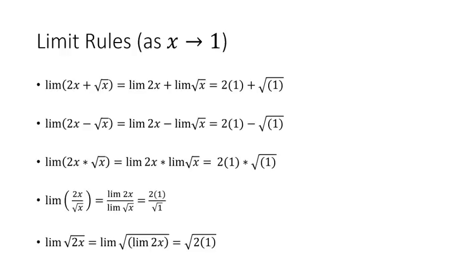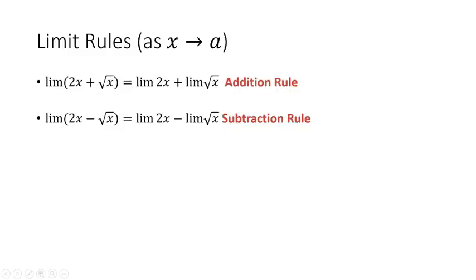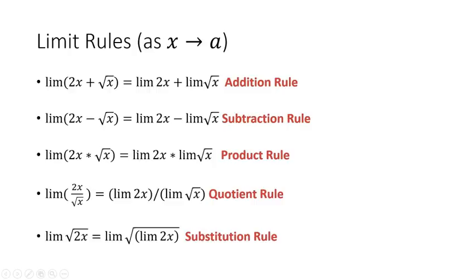but they're all very similar, in that in general, you can just plug in a, in this case 1, for x. These rules are the addition rule, subtraction rule, product rule, quotient rule, and the substitution rule. The bottom line is you can plug in a for x and you're good to go. When it doesn't work, that might require factoring or rules that we will learn about in the future. For some more complicated examples, check out the practice video that comes right after this one.